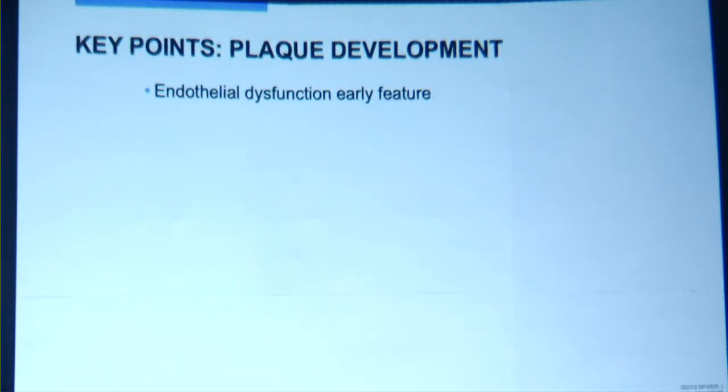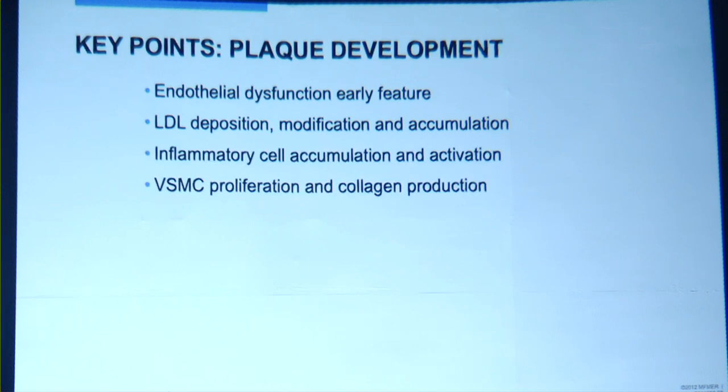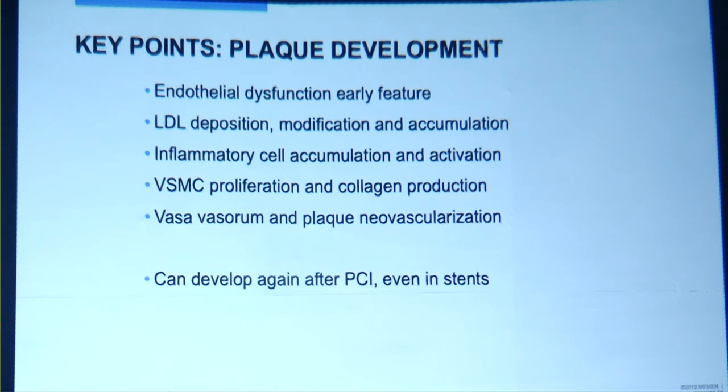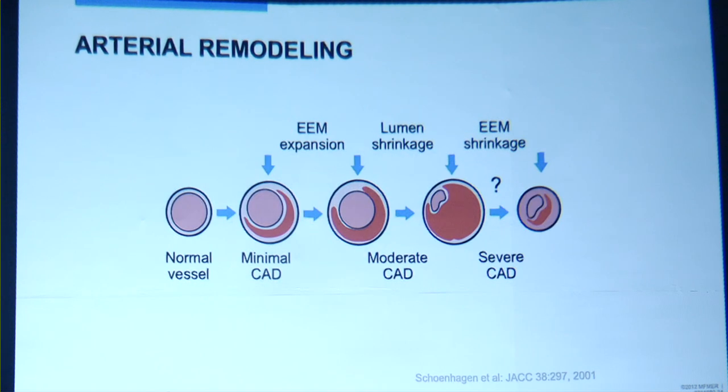So the key points are: endothelial dysfunction is an early feature. Of course, cholesterol is important, but inflammation is very important. Smooth muscle cells play a big part in the development of plaque, and then the vasa vasorum leads to these plaque hemorrhages. Remember that this can also occur within stents, and we'll see an image of that in a moment. But if there's anything you want to take away, especially for our fellows and trainees here in the room, this is something that you want to think about, because oversizing of stents with intravascular imaging is something that we have to get very conscious about, and avoid perforations.